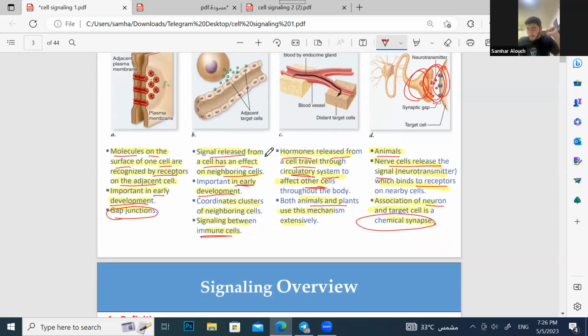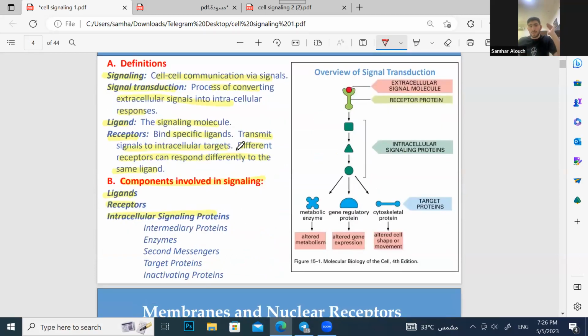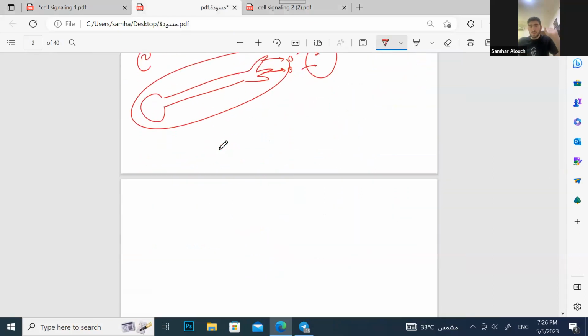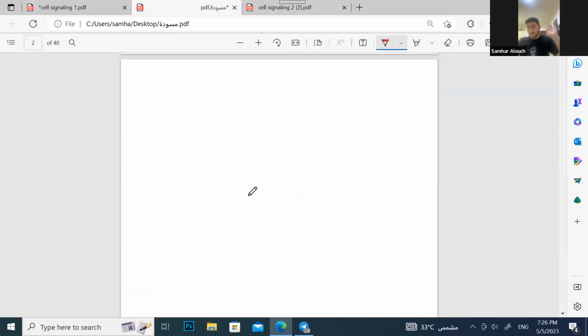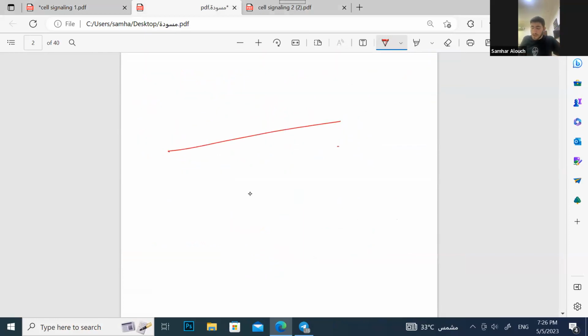Okay, so let's continue. Now we will talk about the actual content, which is the signaling pathways. Normally, as I said, we have the membrane of the cell and we have the receptor. This is the receptor. So in the signaling pathway, we have 4 components. First, we have the ligand. Ligand is the molecule that goes and binds to this receptor. So now it binds to the receptor.